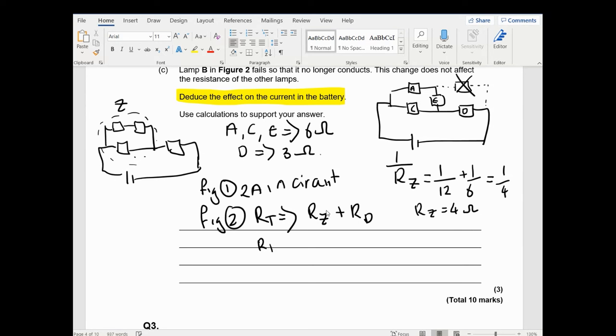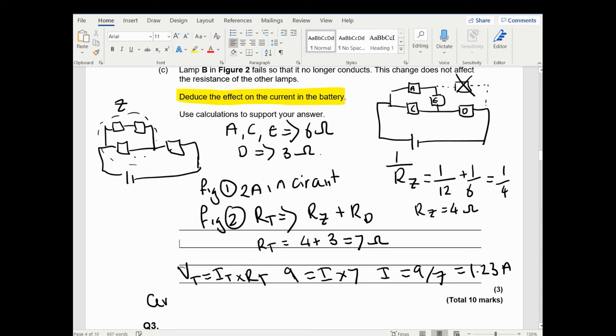So the total resistance is going to be 4 plus 3, which is going to be 7 ohms. And so the voltage total equals the current total times the resistance total. So 9 equals I times 7. I equals 9 over 7. So 9 divided by 7, which is 1.23 amps. So the current decreases.